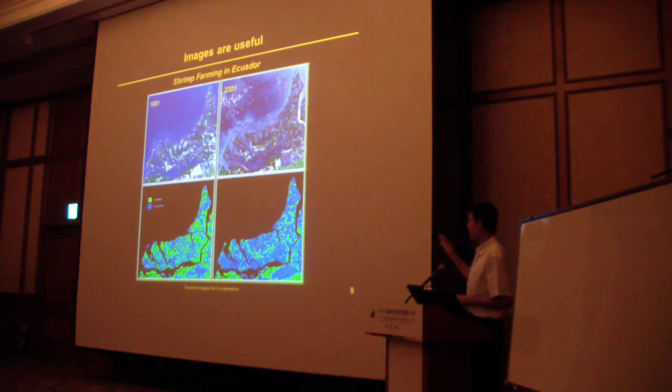So it's just an example of two things. One, how you can compare images at different times to make a point. And the other, it is possible to classify the images into different categories in this very simple example.